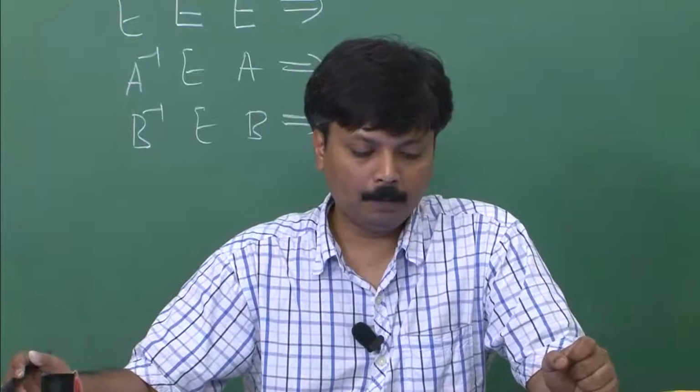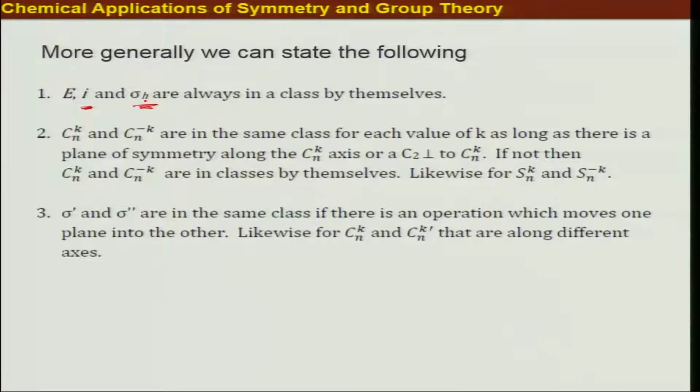Again, for any proper axis of symmetry, if you generate the symmetry operations from that, then generally Cnk and Cnk inverse, that is Cn minus k, are in the same class. Okay. For each value of k, as long as there is a plane of symmetry along the Cnk axis or a perpendicular C2 to Cnk. So this is a generalized thing.